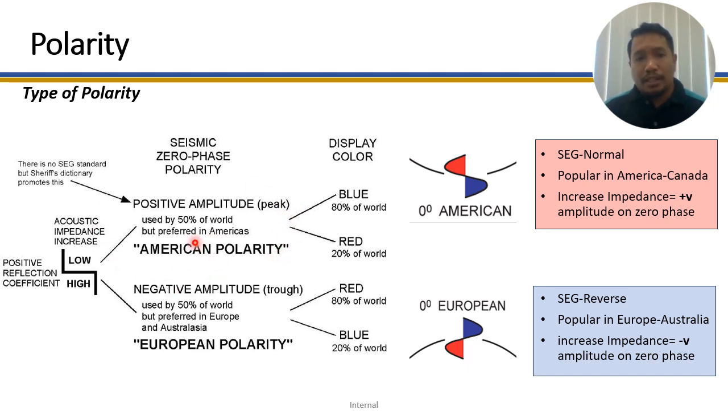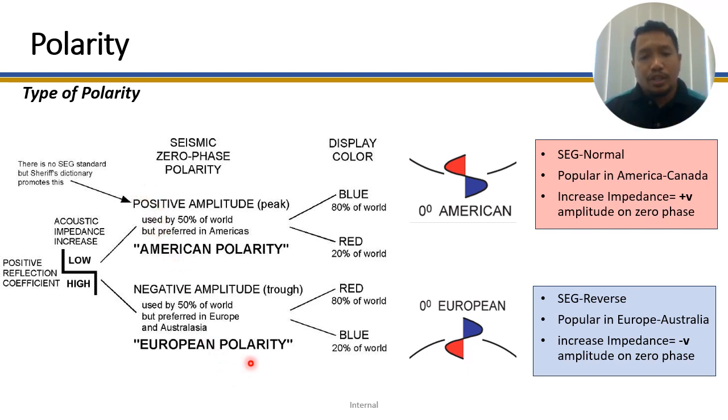The image here shows that there are two main types of seismic polarity conventions: American polarity and European polarity. The North American convention is used by almost 50% of the world, but preferred in America and also Canada. In this convention, a positive reflection coefficient corresponds to positive polarity reflections, while a negative reflection coefficient corresponds to negative polarity reflection. So this is kind of normal in terms of the polarity.